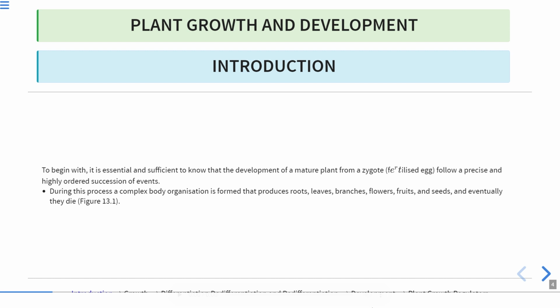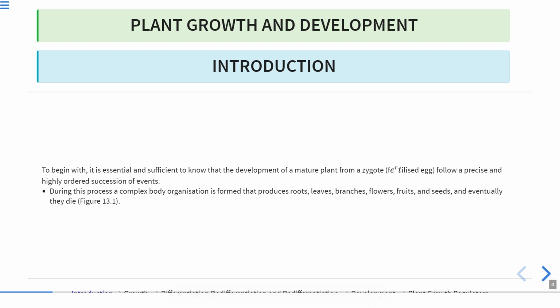We say that the mature plant has been formed from one particular cell, only from one cell, and that is the zygote. And the zygote is formed from the process of syngamy, that is the fusion of the male and female gamete. When the egg gets fertilized, it is the formation of the zygote.